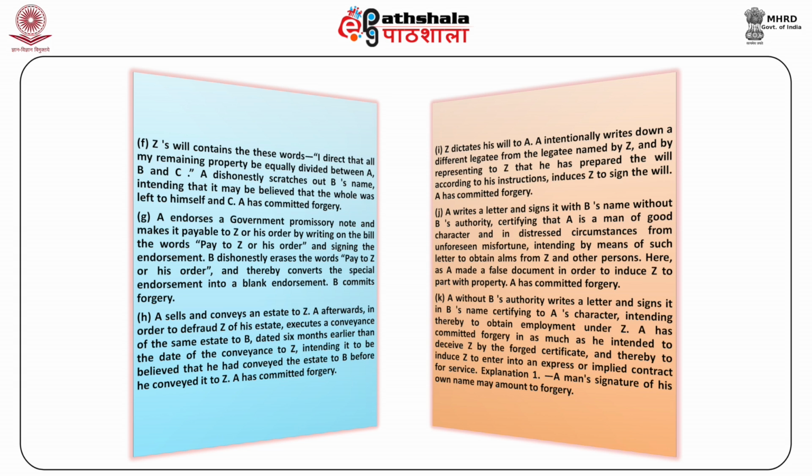A afterwards, in order to defraud Z of his estate, executes a conveyance of the same estate to B dated 6 months earlier than the date of the conveyance to Z, intending it to be believed that he had conveyed the estate to B before he conveyed it to Z. A has committed forgery. I. Z dictates his will to A.